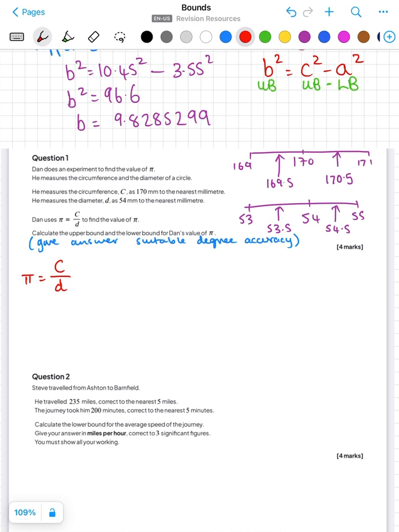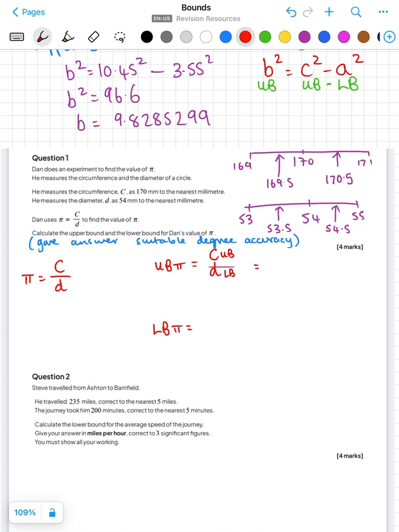Now what I want you to think of here, if we're finding the upper bound of pi and the lower bound of pi, is that we want the greatest possible value for this. So think about a cake. If you have a cake, do you want a large cake and share it with a few people to get the biggest slice possible? Or do you want a small cake shared between a large amount of people? To get the biggest slice of cake possible, you want to use a large cake and share it with the least amount of people possible.